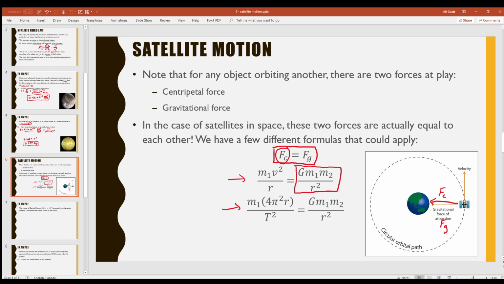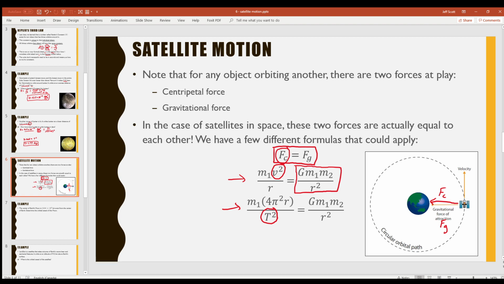So for example, if I asked you to find how fast that satellite was going, the only one of these two formulas that has a velocity in it is this one, right here. If I was asking you for the orbital period, in other words, how long it takes the satellite to make one complete orbit around that object, you'd be using this formula because it contains the orbital period.